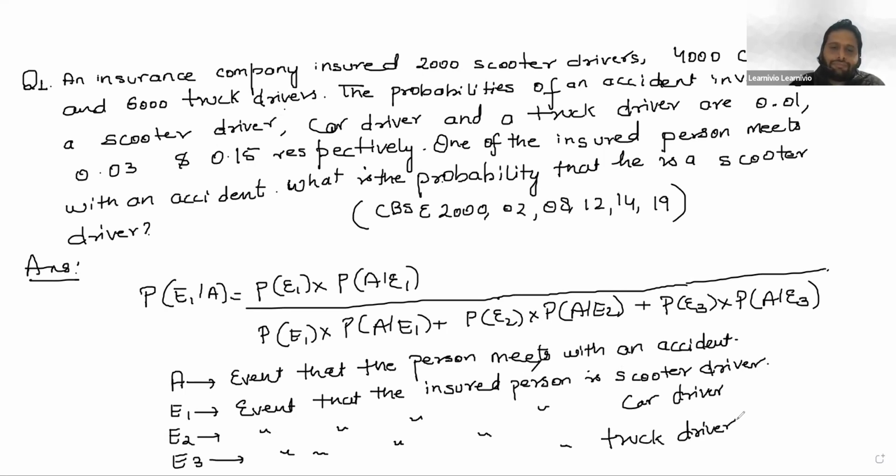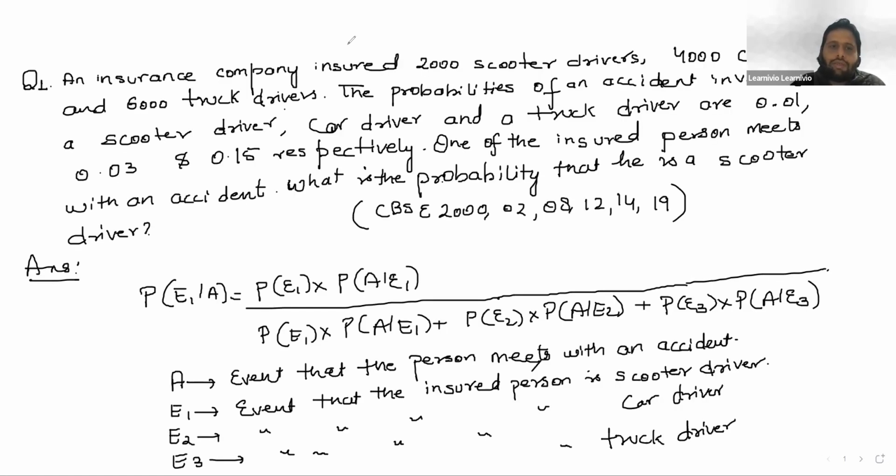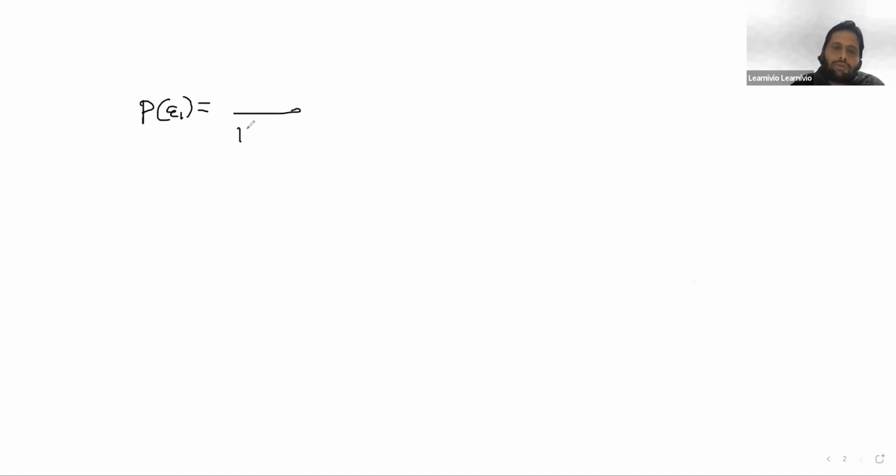Okay. Now we need to find the probability. So P(E1) will be what? The insured person is a scooter driver. So if you see here, how many total drivers are there? 2,000, 4,000, 6,000, so the total is 12,000. Out of this, how many are scooter drivers? 2,000. Okay. So this is equal to 1/6.